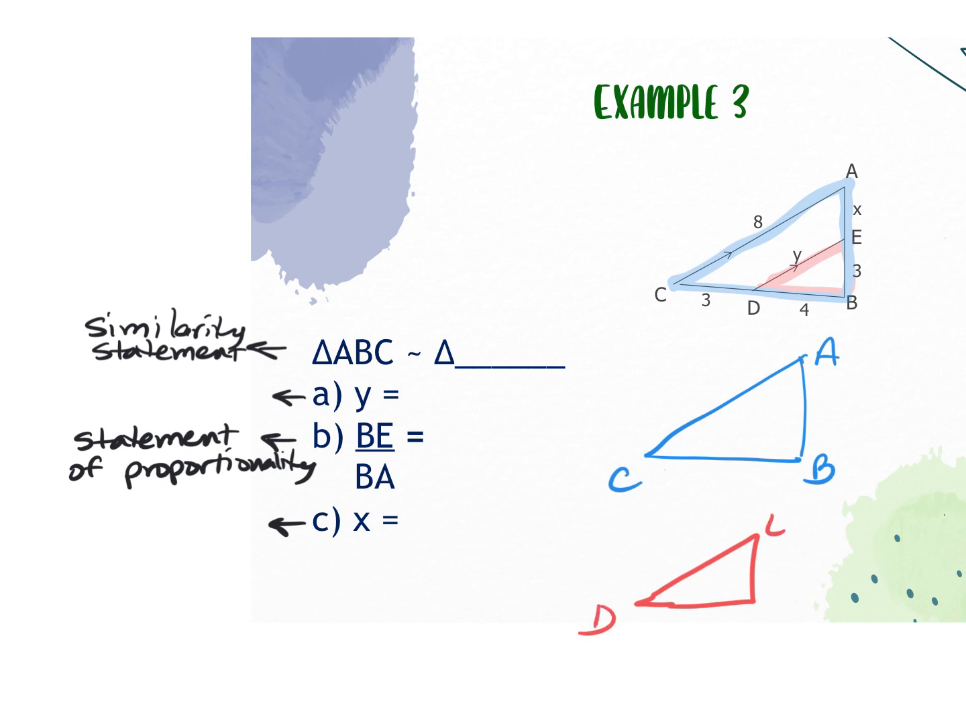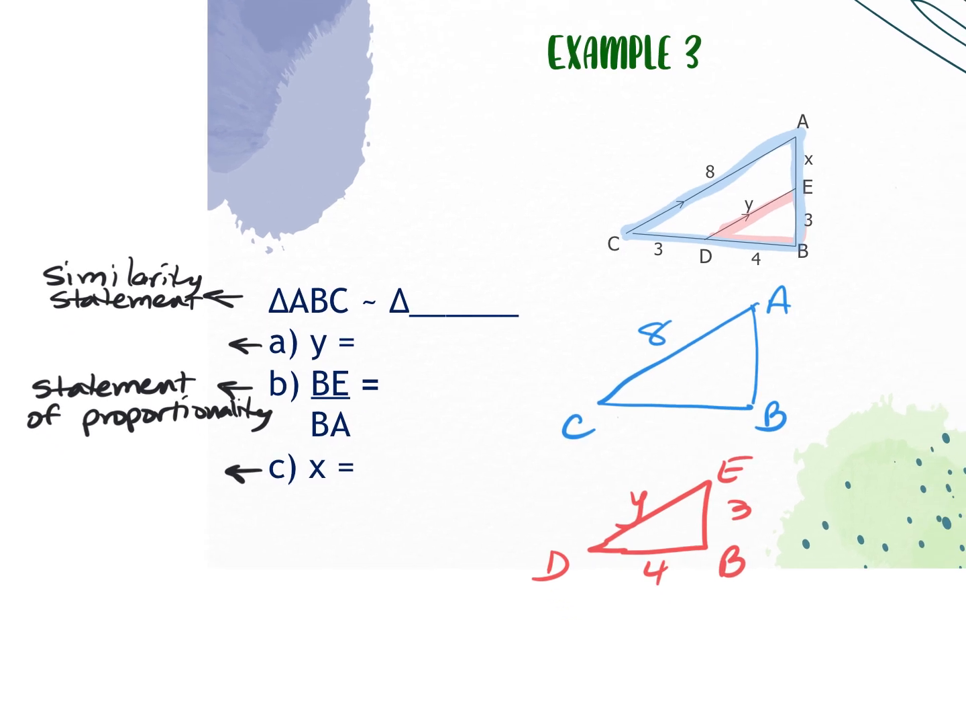So D, E, B. And then this side had 3, 4, and a Y. Then the blue one, this is 8. Now to find the length of CB here, I have to add 3 plus 4, and CB here is 7. Over here, AB, notice it's got an X and a 3, so it's going to become X plus 3.